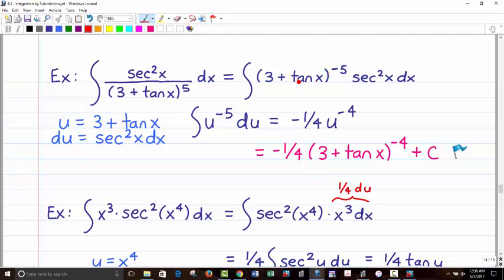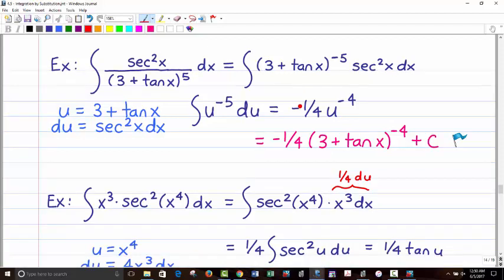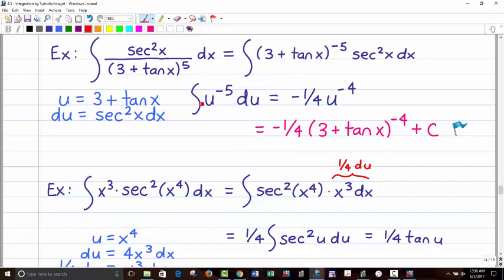So that makes it u, so the du then will be sec squared x dx, which actually fits perfectly. No dividing or combining numbers or having to adjust or anything like that. And then we just end up with something as straightforward as u to the -5 du. The antiderivative would be -1/4 u to the -4th. So then we replace our u, and we have -1/4, 3 plus tan x to the -4 plus c.